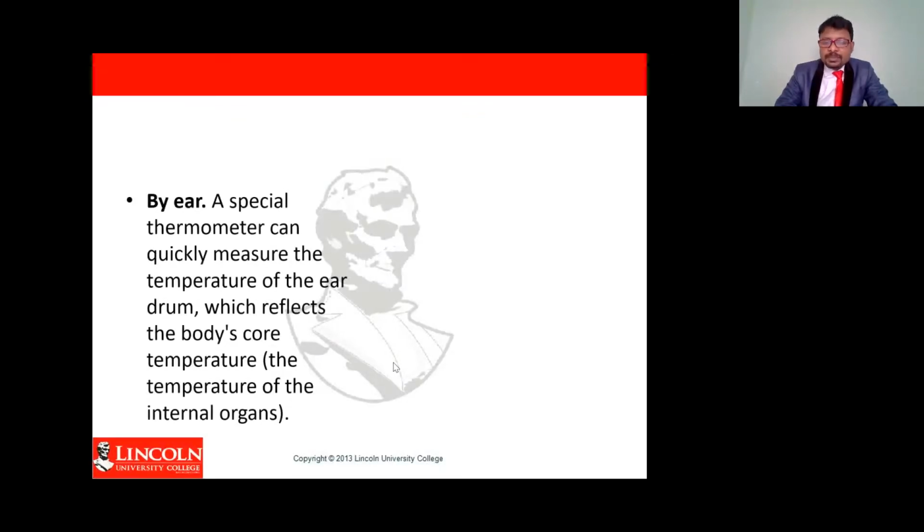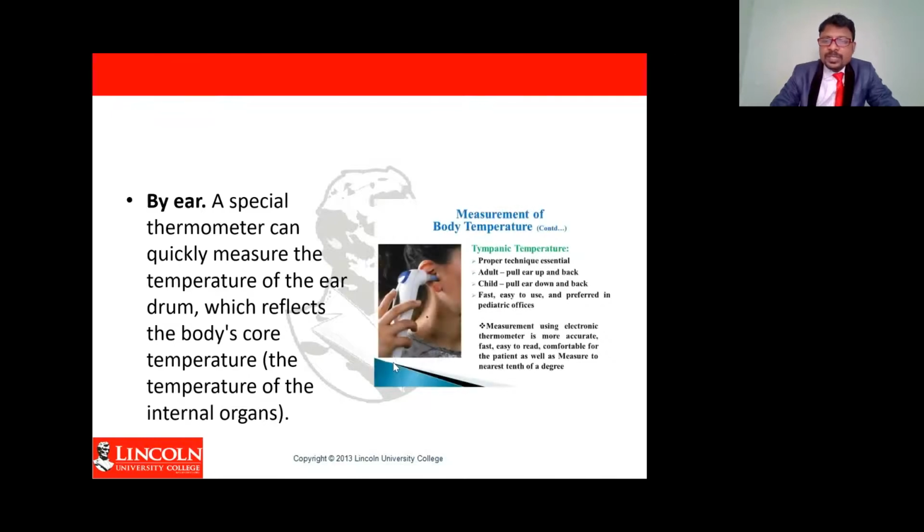And another method of measuring temperature is by ear. Nowadays most people are using infrared ear temperature measurements. In this pandemic situation, everybody knows about these infrared thermometers. This special thermometer can quickly measure the temperature of the eardrum, which reflects the body core temperature. They put it in the tympanic membrane in the ear.